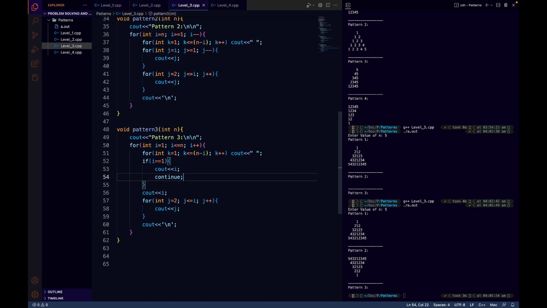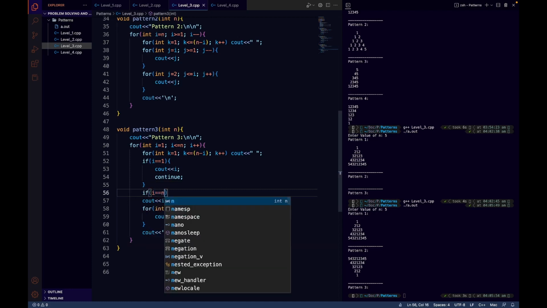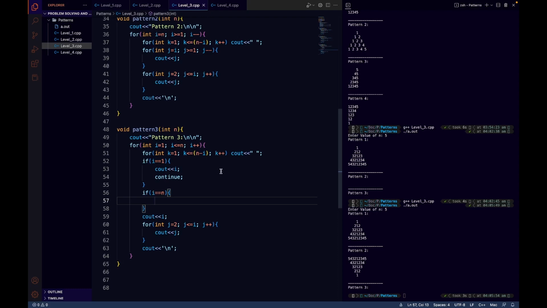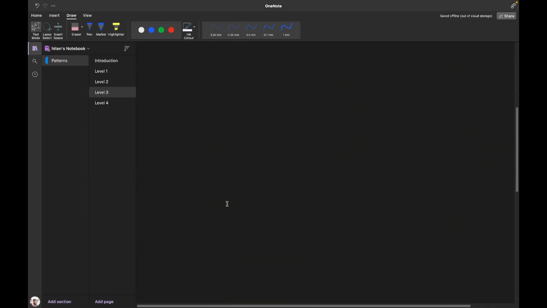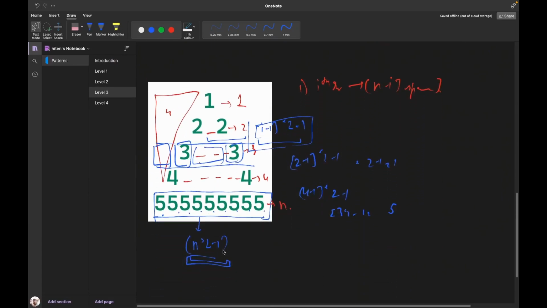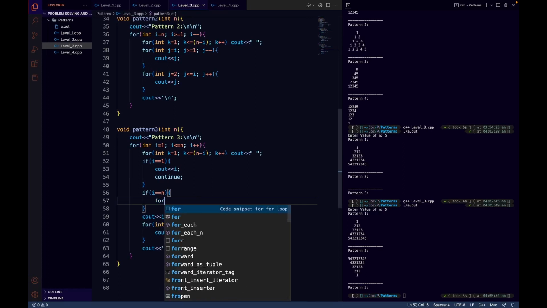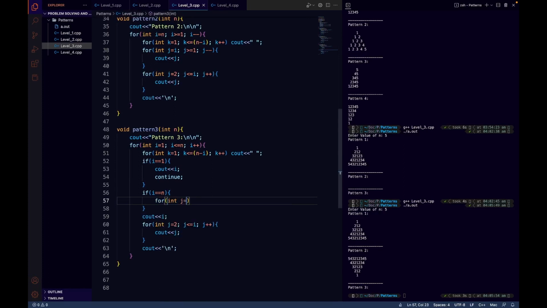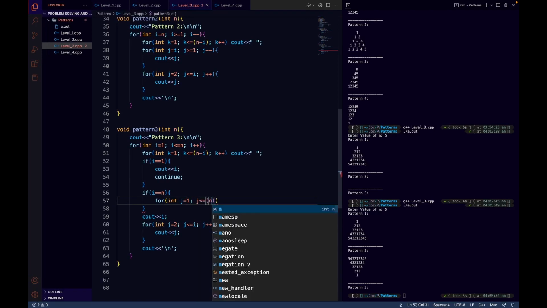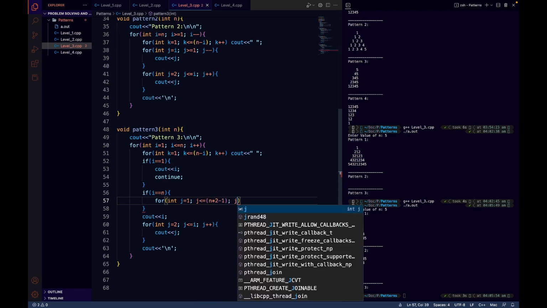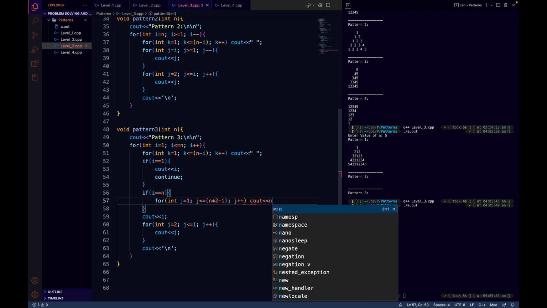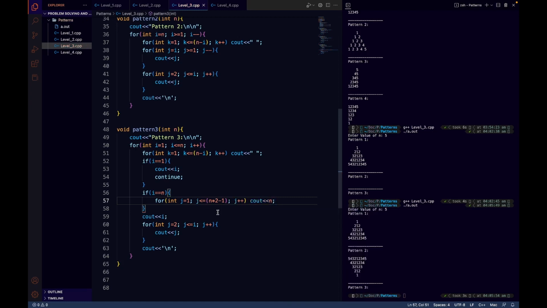And if I is equal to n, for that we need to print n, n multiplied by 2 minus 1 times. So for that I'll be using a for loop. So for int j equals 1, j less than or equal to n times 2 minus 1, and j plus plus, and printing n. And after that again we need to continue. So basically we don't want to execute the code beneath that.